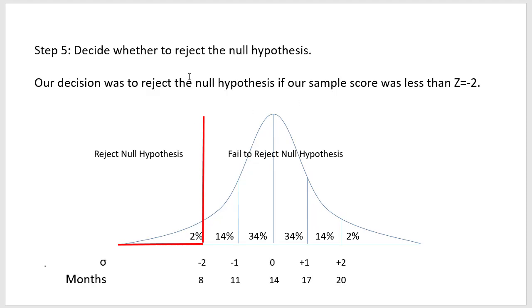As a reiteration, in step 5, we're going to decide whether to reject the null hypothesis. And as a reminder, our decision was to reject the null hypothesis if our sample score was less than z equals -2. So our cutoff z-score was -2, and our decision was to reject the null hypothesis if our sample z-score was less than -2. Let's take a look and see what that looks like.